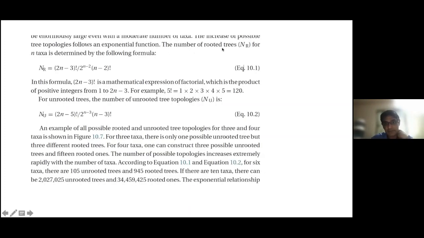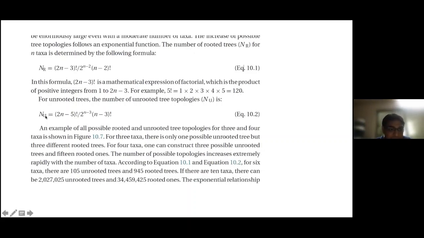The formula for the rooted tree is (2n minus 3) factorial. So say, for example, if we give 5 sequences of 5 organisms, it creates 120 trees and gets the best out of those 120 trees. It gives us only one best tree.